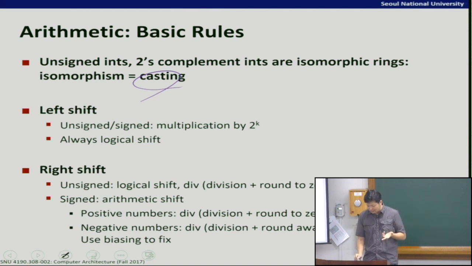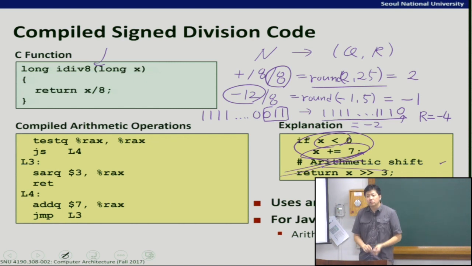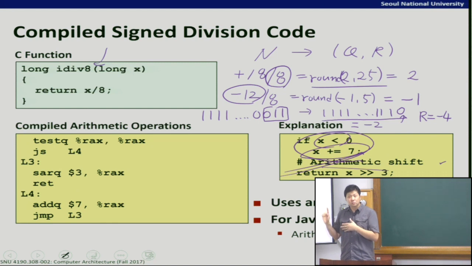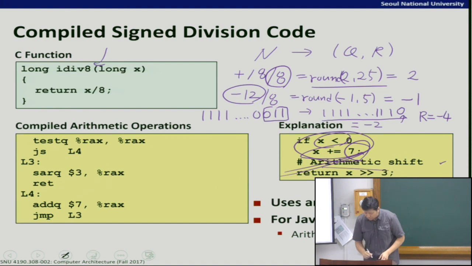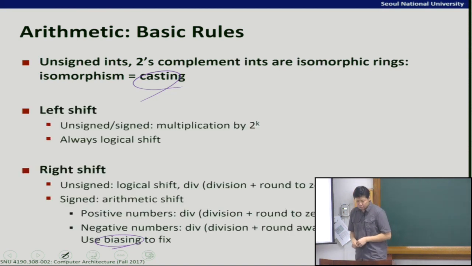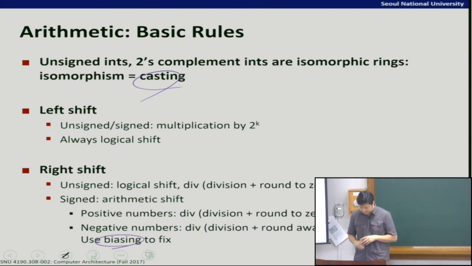So in order to fix that, we actually use biasing. It's this part in the previous slide. In general, this bias is 2 to the power of k minus 1. In this case, 2 to the power of k is 8, we take 1 off from it, so the bias is 7. In that way you can calibrate the number to be compliant with the definition of division in C.